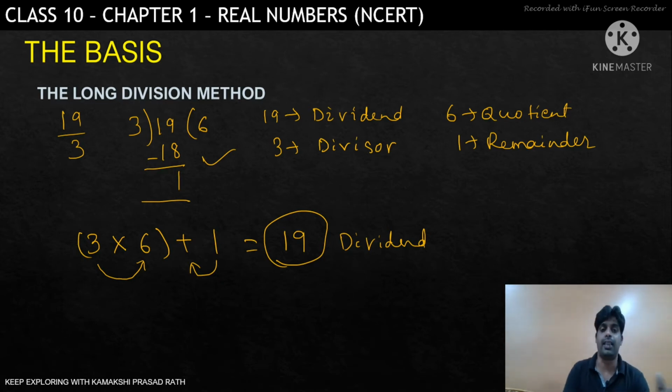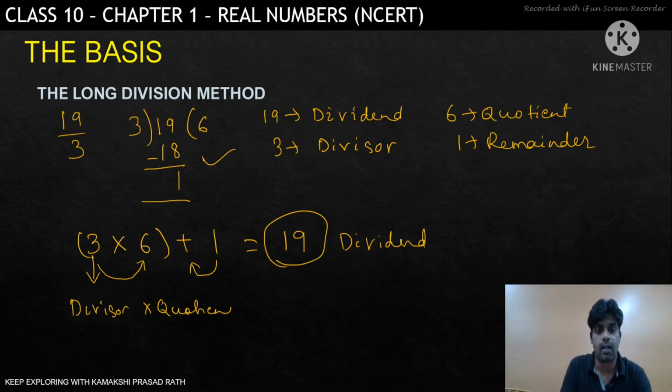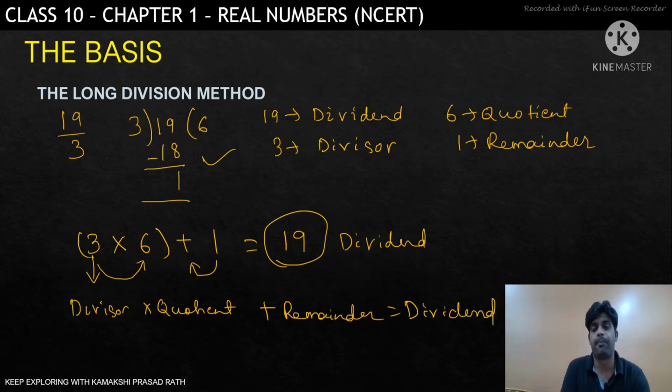Now here we see the same thing, just giving names to it. 3 is the divisor, 6 is the quotient, plus 1 is the remainder, equals the dividend. So this is what we were following.